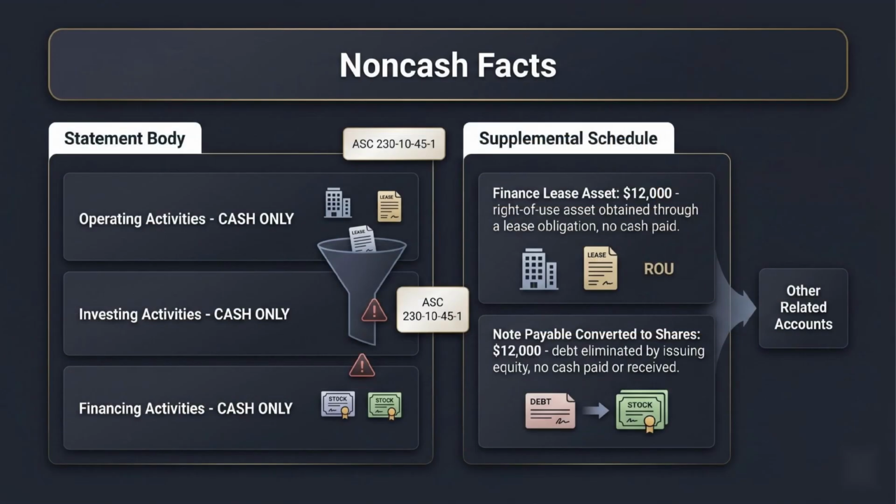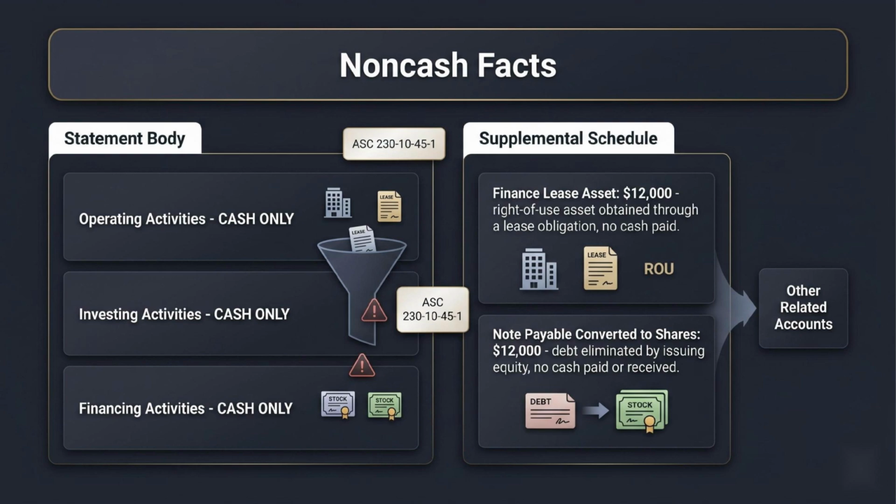Now we separate non-cash facts. Riverstone recognized a finance lease asset of $12,000 with no cash paid at inception, and it also converted a $12,000 note payable into common shares. Both are real economic events and both affect the balance sheet. But neither belongs inside the statement of cash flows body because no cash changed hands.